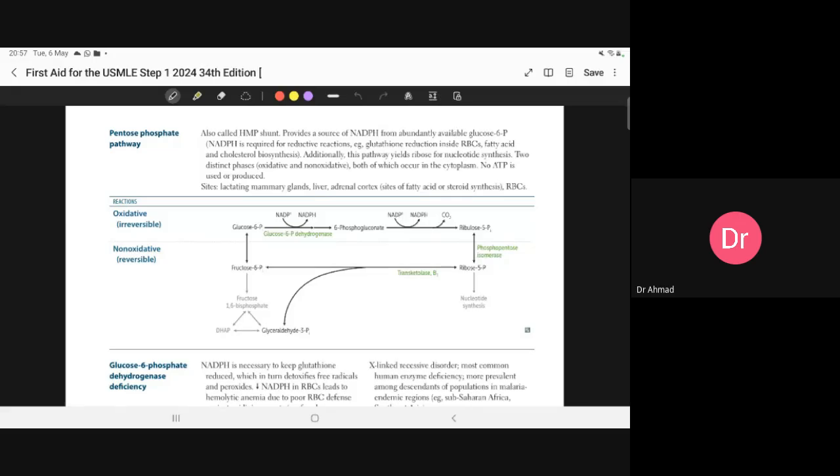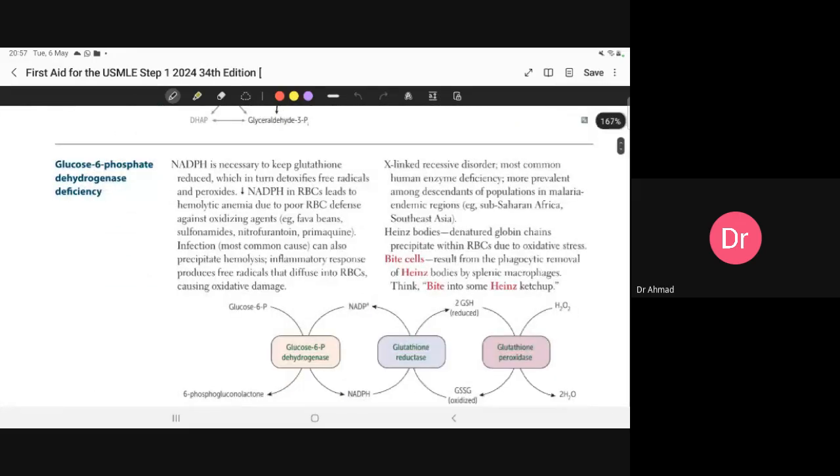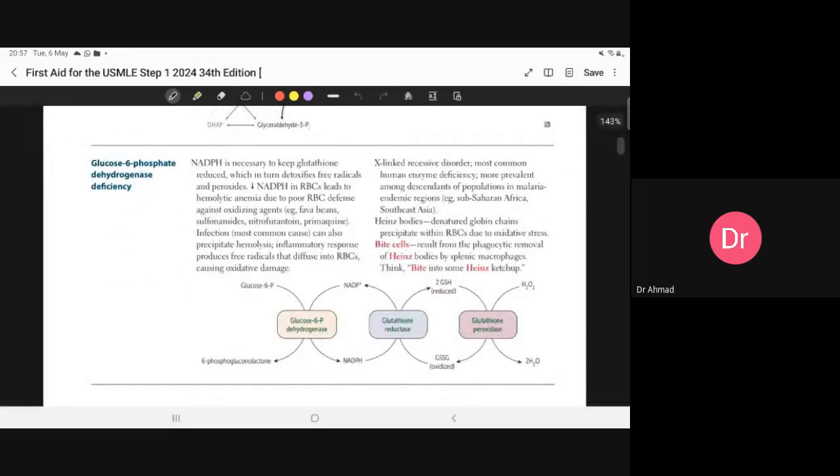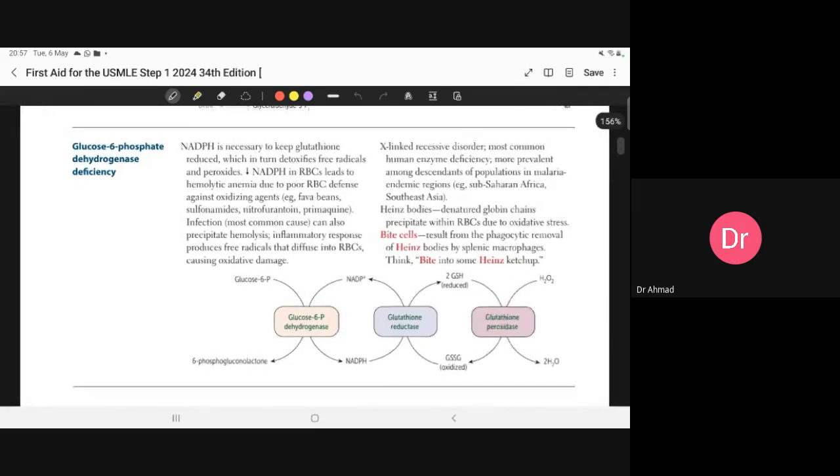G6PD deficiency. What happens is you have NADPH. As I just told you yesterday, we were discussing that your NADPH basically reduces your glutathione, and the reduced form is very good for the cell. If you have this whole thing in oxidized form, it is very toxic to your RBCs.